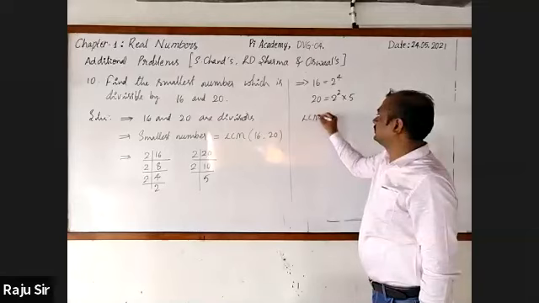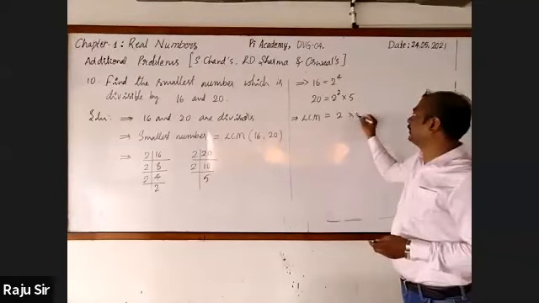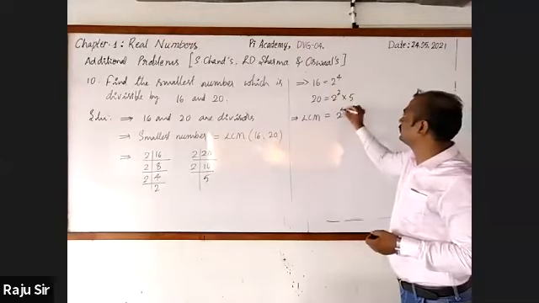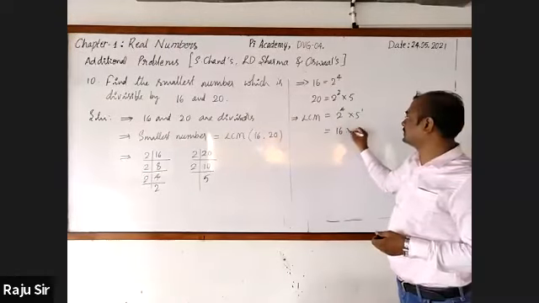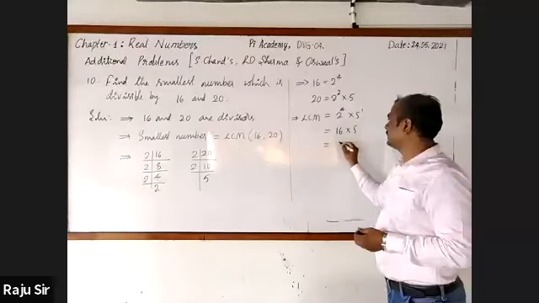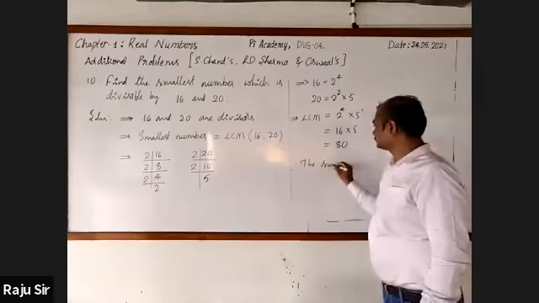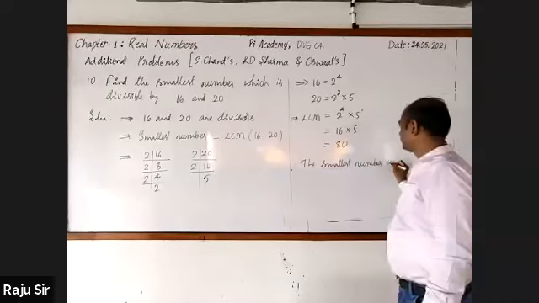Now let us write LCM. 80 is the LCM, sir. 80. You are right. Let us write all the factors 2 and 5. Their highest power of 2 is 4, of 5 is 1. 2 raised to the power 4 is 16, 5 raised to the power 1 is 5, 16 5s are 80. Therefore, the smallest number is 80.